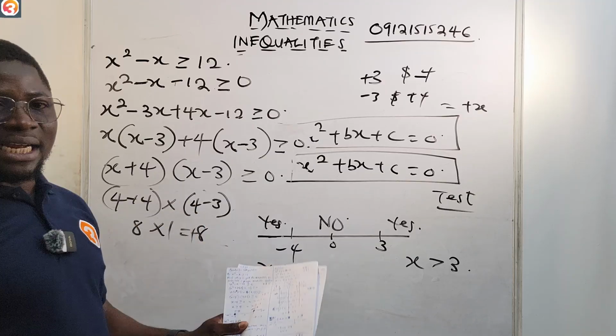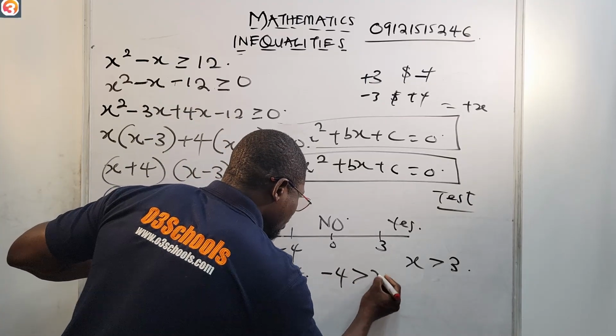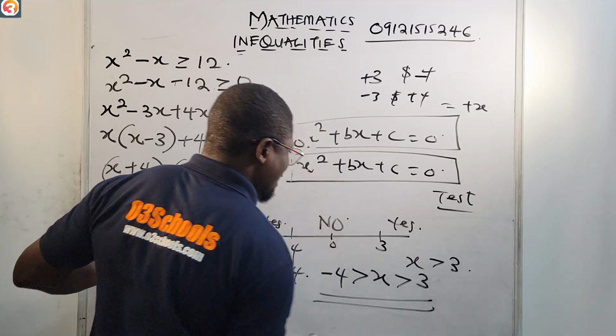Okay, you can combine them together now. You can say, since S is less than minus 4, it is that minus 4 is greater than X, and then X is greater than 3. Okay, simple as A, B, C.